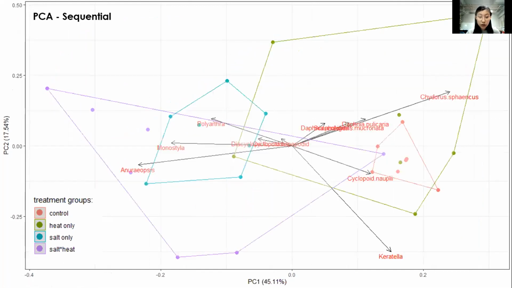Similarly for the sequential scenario, again, the control and heat treatment share similar community composition, while the salt and salt plus heat treatment share similar indicator species. And salt caused a shift in the community composition. They're in nearly opposite directions.